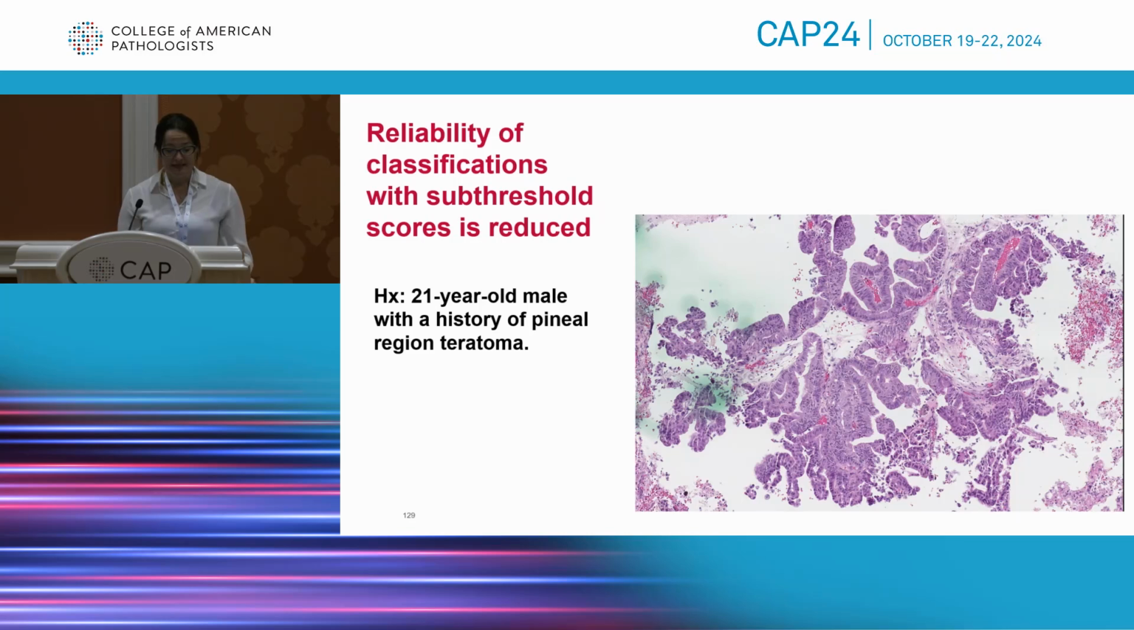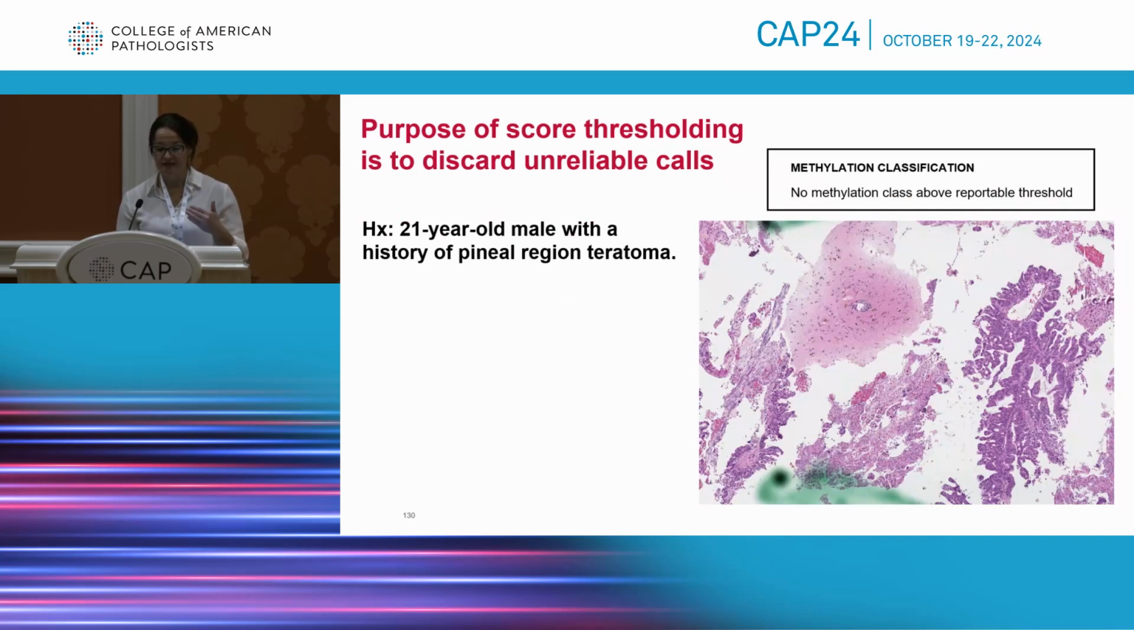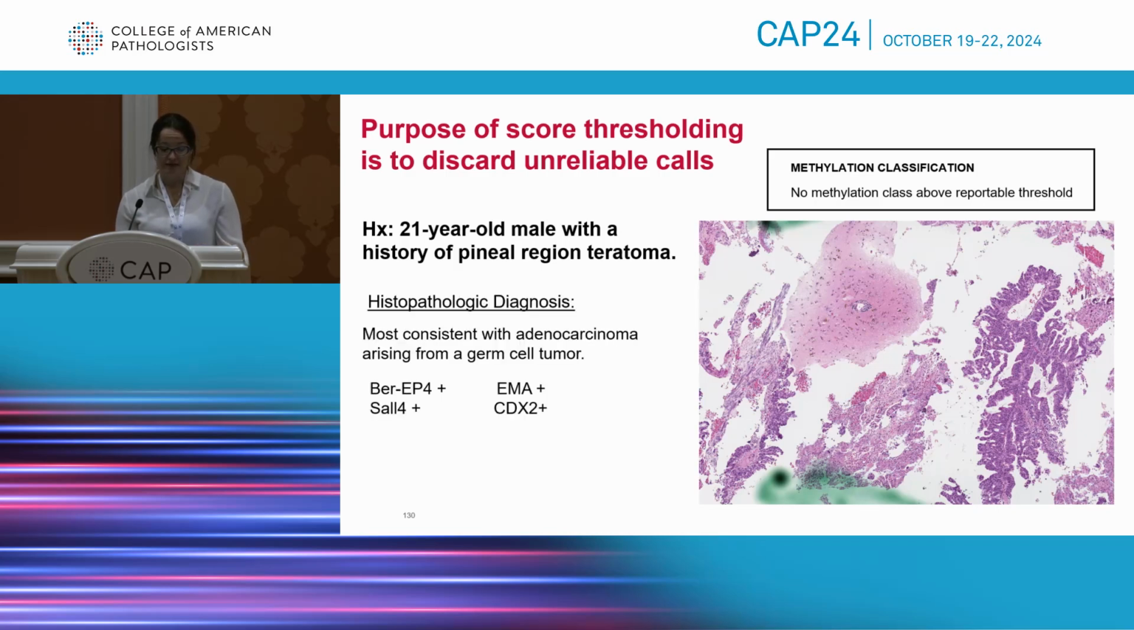So this is an example that shows that very well. This was a case of a patient that had a pineal region teratoma, and the classifier called that a papillary craniopharyngioma, but with a threshold below 0.9. So in cases like that, we just say that the methylation result wasn't reportable, and it turns out that it's correct not to report it as such, because based on additional workup, that turned out to be an adenocarcinoma arising from that germ cell tumor.